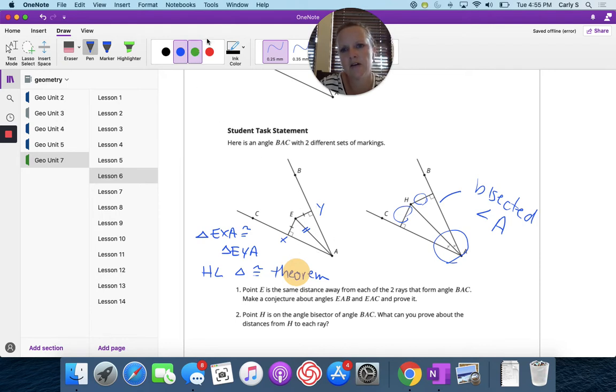Once I say the triangles are congruent, I can say that this angle is congruent to that angle because of, if I just name it 1 and 2, I can say angle 1 is congruent to angle 2 because of CPCTC. Congruent parts of congruent triangles are congruent. All right, so I just proved it. Angle EAB, which is angle 2, and angle EAC, which is angle 1, are congruent because of CPCTC. All right? Cool. Let's try the other side.